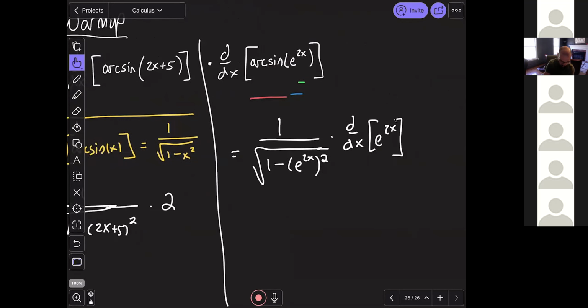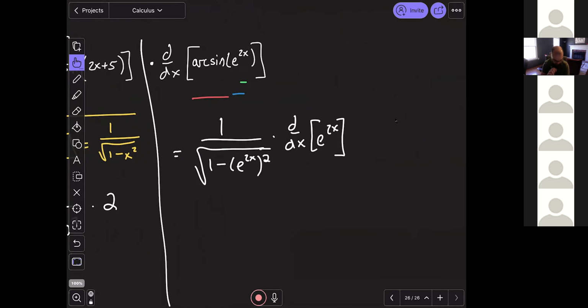We've got some whiteboard issues here. Okay, so we've got more space now.